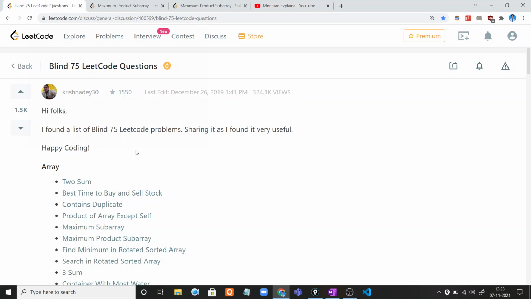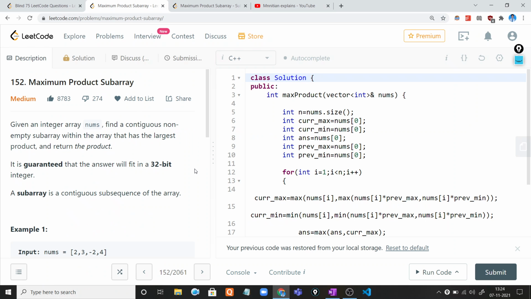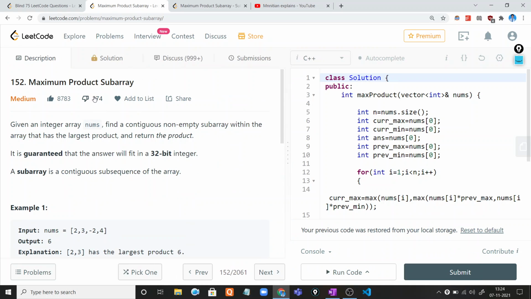So, I will solve another problem from this list, the Blind 75 LeetCode question list. And today's question is also from the array category. The name of the question is Maximum Product Subarray, right? So let's understand the problem first, and after that we will go through the solution.